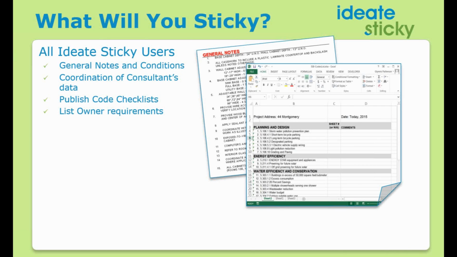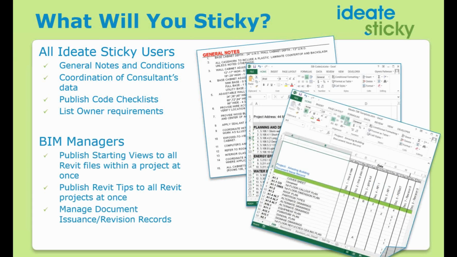Other examples for BIM managers are things like publishing your starting views or tips of the day. Again, because we're linking a file, and because the contents of that Excel file can be automatically updated in your Revit projects, you can take a single Excel file, make changes to it, and have it trickle through any project where it's been linked in. So for BIM managers, those are some of the usages.